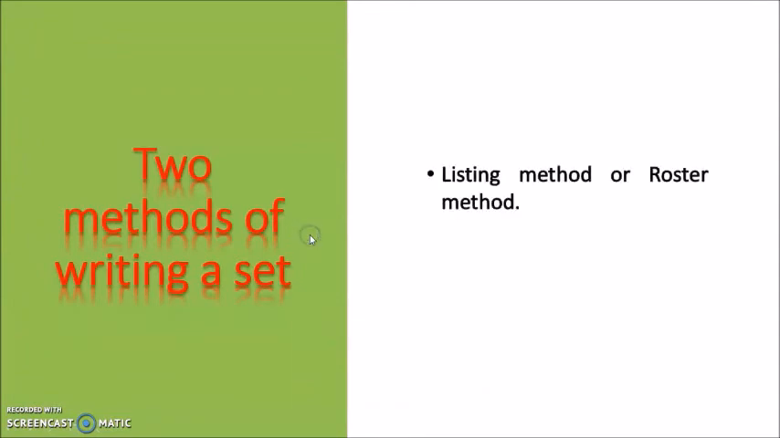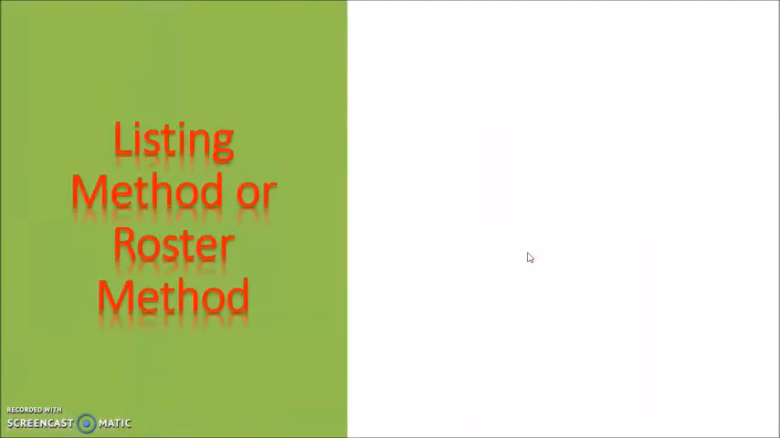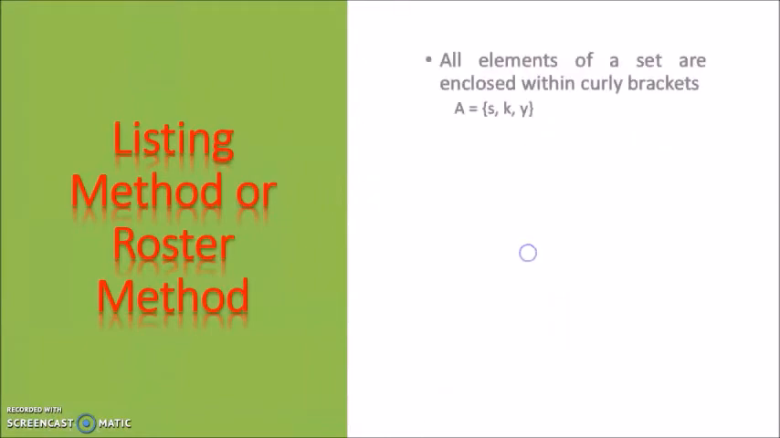Now let us study the 2 methods of writing a set. The first method is listing method or roster method. In this method, each and every member gets its importance. Next, rule method or set builder form. This is a descriptive method. Let us go to the first one. Listing method or roster method. All elements of the set are enclosed within curly brackets.